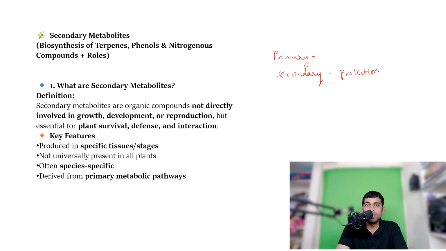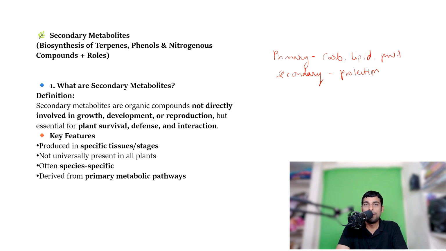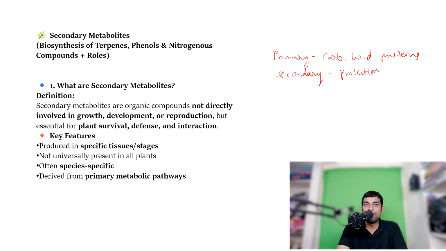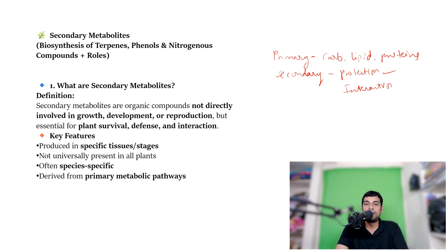Now let's start today's topic. Plants are producing primary and secondary metabolites. The primary metabolites are carbohydrates, lipids, and proteins. So we are eating these primary metabolites. Now you must have wondered what secondary metabolites are. These secondary metabolites are used for defensive, interaction, and adaptation purposes.